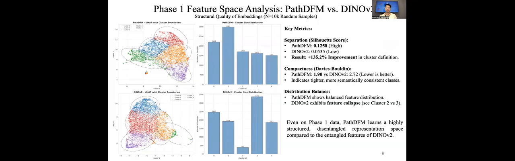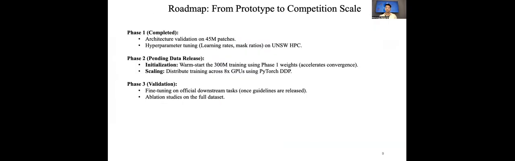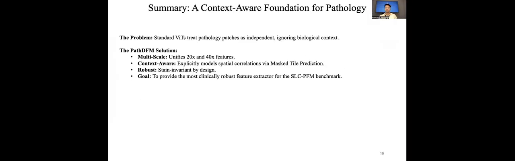Quantitatively, we achieve a 135% improvement in silhouette score compared to DINOv2. This proves that our context training is actively disentangling complex tissue structures. Moving forward, we are standing by for the release of the full 300 million image dataset. Once the official guidelines are released, we will fine-tune it on the downstream task.